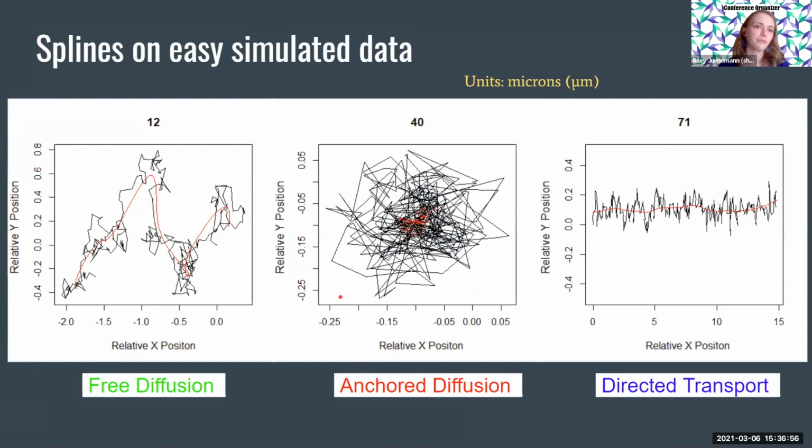Again, we're going to look at what that looks like for our easy movement types. Since we're using the parametrized spline in our computation of distance, these diffusive movement types are going to have a greater deviation from the spline than the directed transport paths, which are going to follow the spline much more closely.